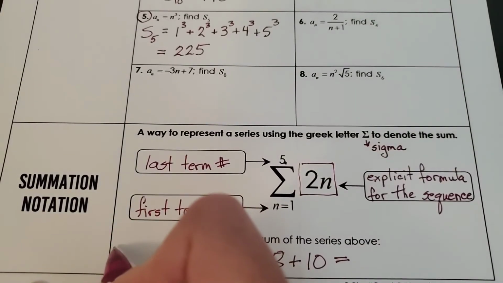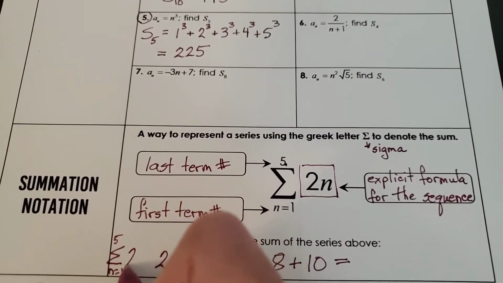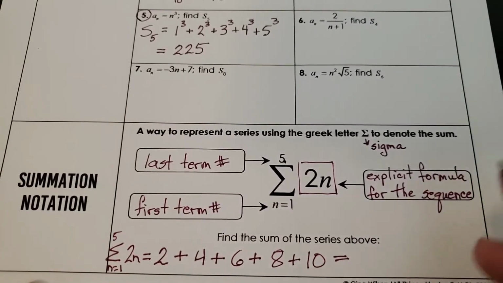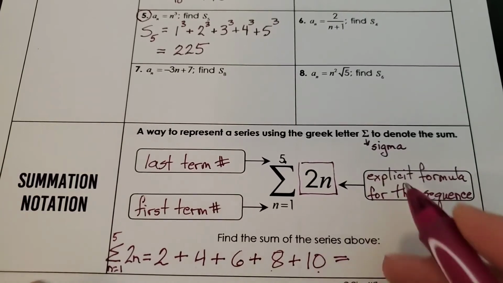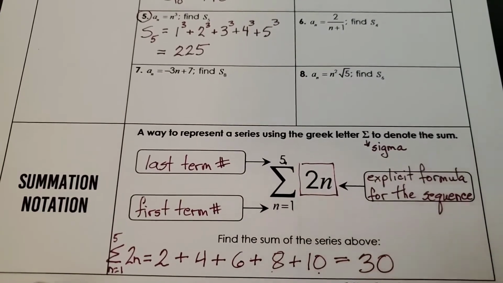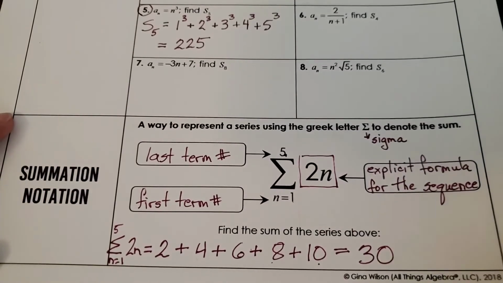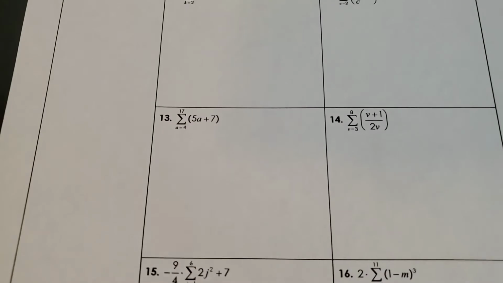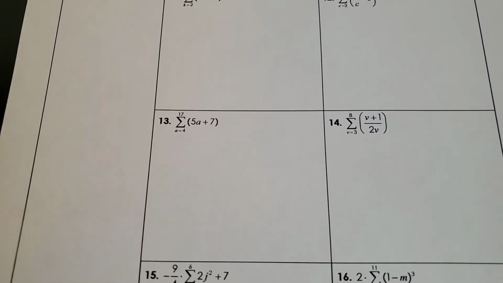So this whole piece, that sigma notation, equals 2 plus 4 plus 6 plus 8 plus 10. And that equals, let's see, here's a 10, here's a 10, here's a 10. There are 3 10s in there. It equals 30. So that is summation notation or sigma notation. Let's try another example of that.